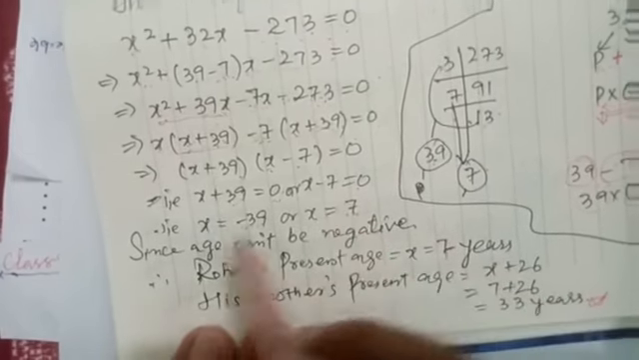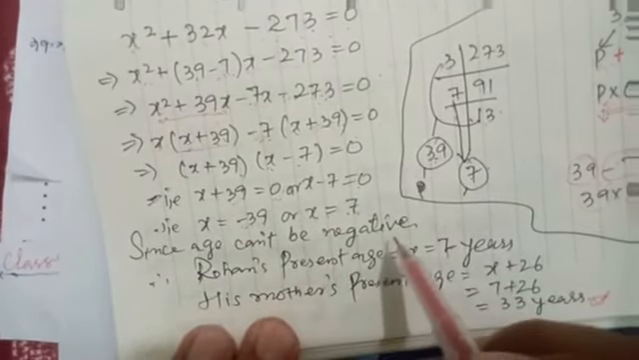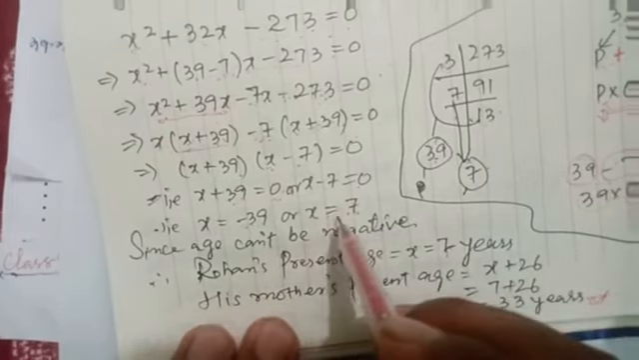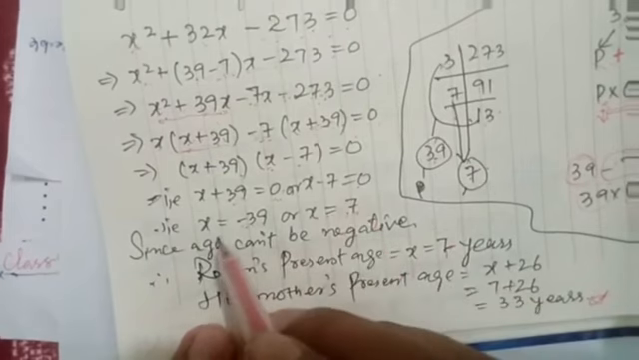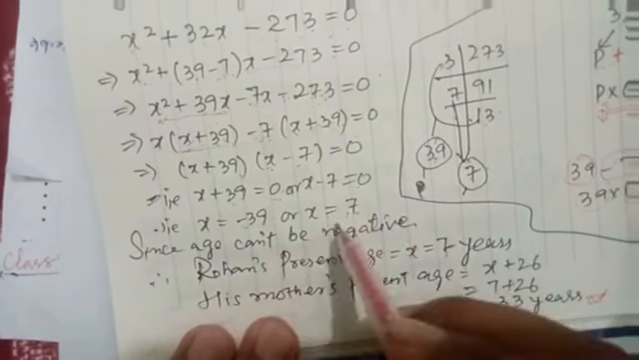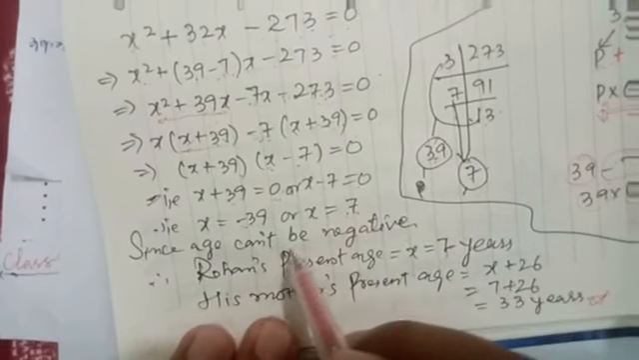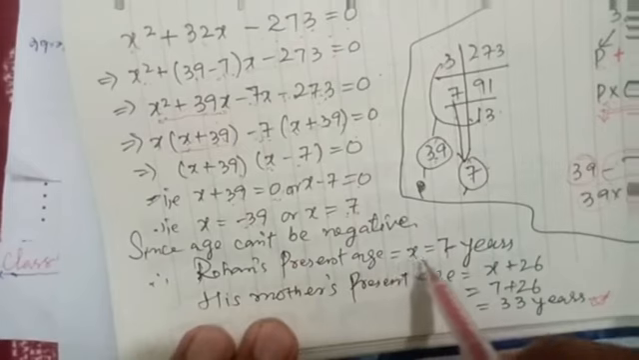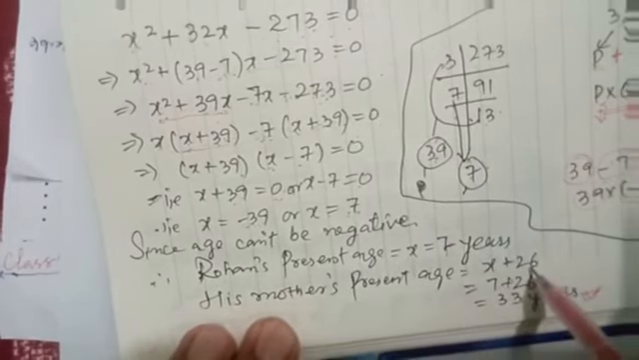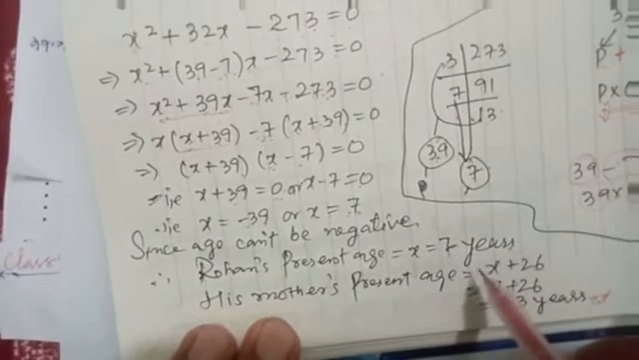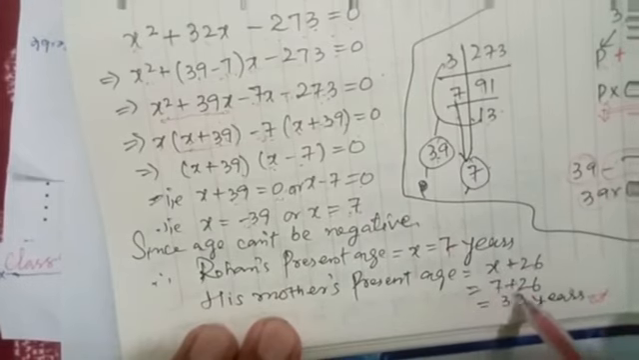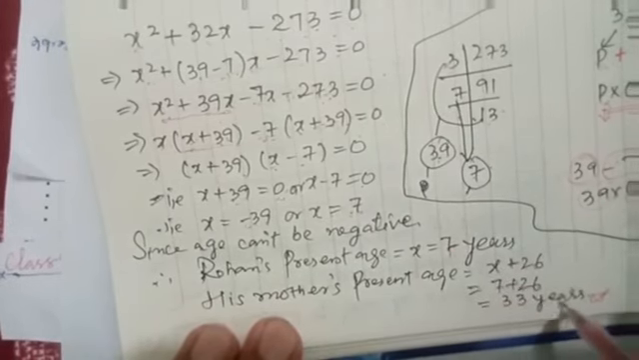Since age cannot be negative, we can take only the value x is equal to 7. Although x has the two values minus 39 and 7, I will take here only the positive value because age is not negative. So Rohan's present age is x, that is 7 years. His mother's present age is x plus 26, that we wrote in the first step, that is 7 plus 26, in place of x I put 7, which is equal to 33 years.